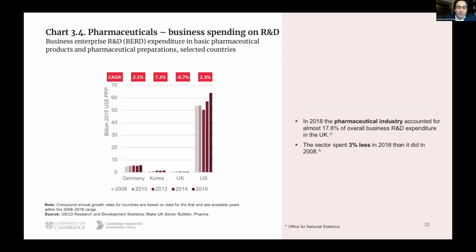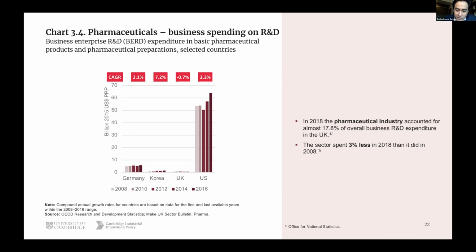In 2018, the pharmaceutical industry accounted for almost 18% of overall business R&D expenditure in the UK. But the sector spent 3% less in 2018 than it did in 2008. So obviously, as we can see in this graph, the UK has reduced its R&D investment, in terms of compound annual growth rates, when compared with other countries. Obviously, you can see the effect of this reduction of investment here in the graph.